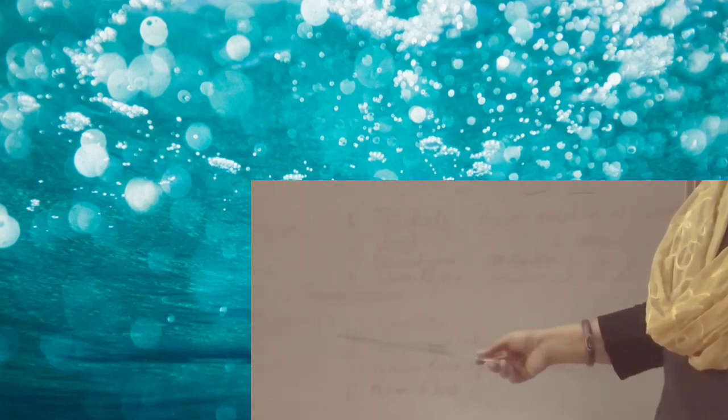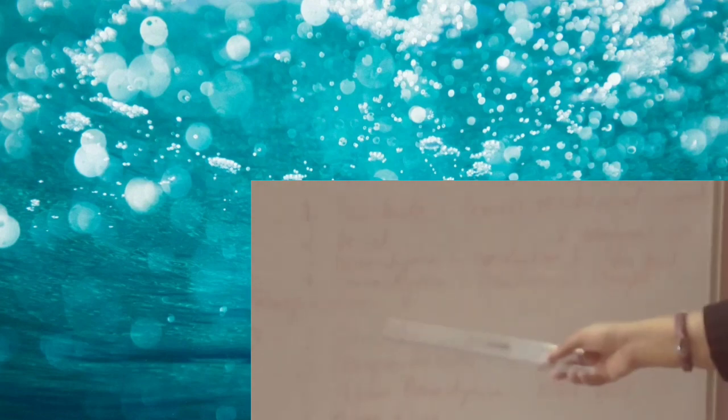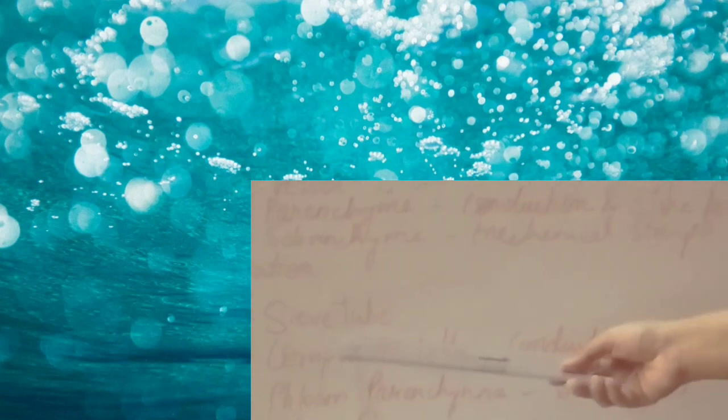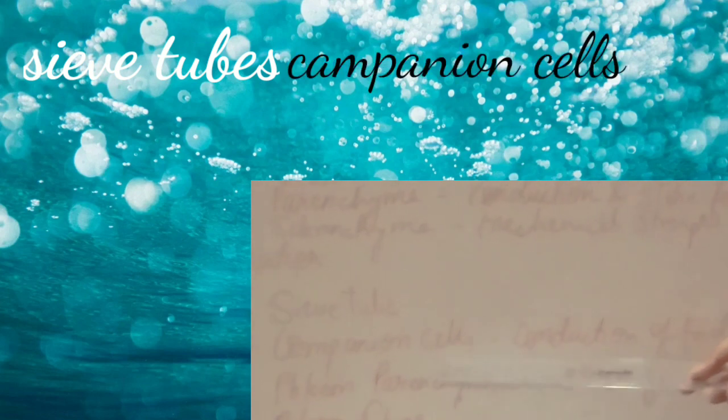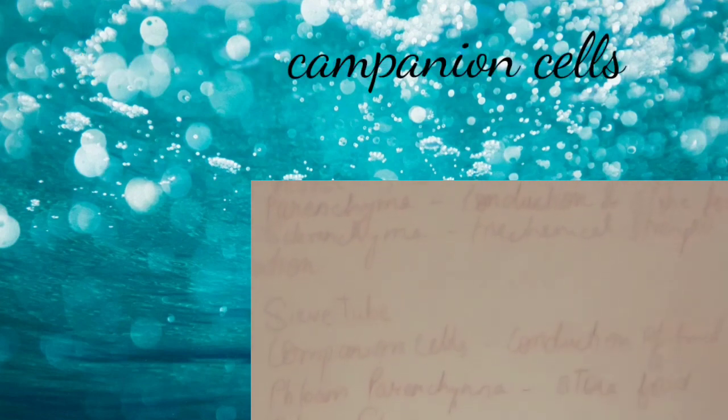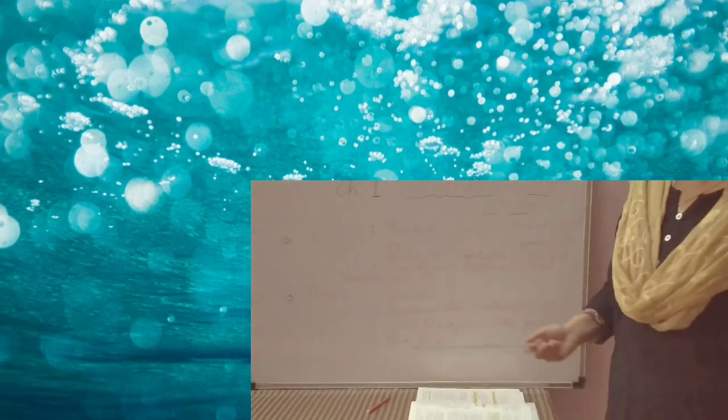Phloem is another type of complex permanent tissue, and again different types of cells work together and perform a particular function. Phloem again has 4 types of cells. The first one, sieve tubes. Second one, companion cells. The function of companion cells is again conduction of food. Sieve tubes also give mechanical strength.